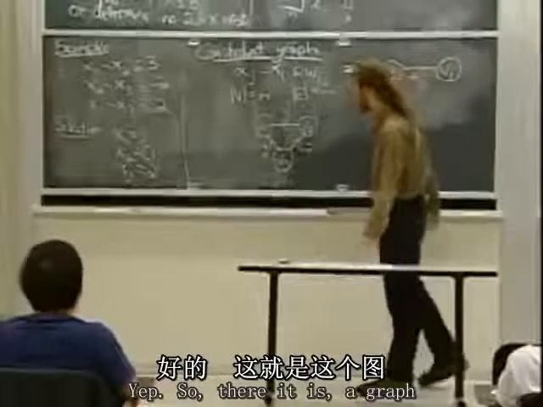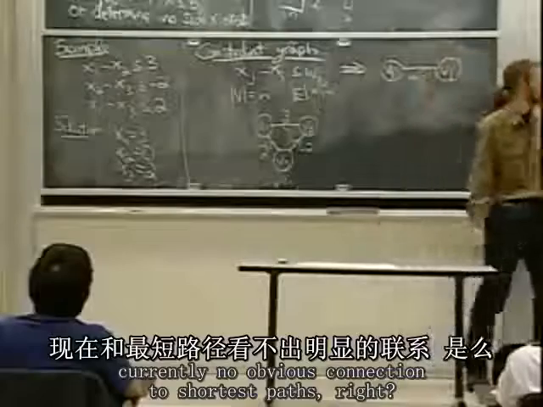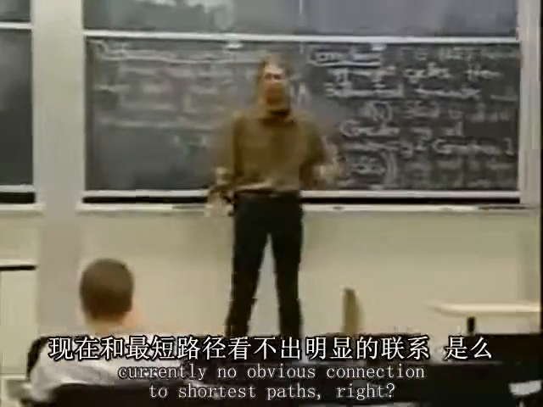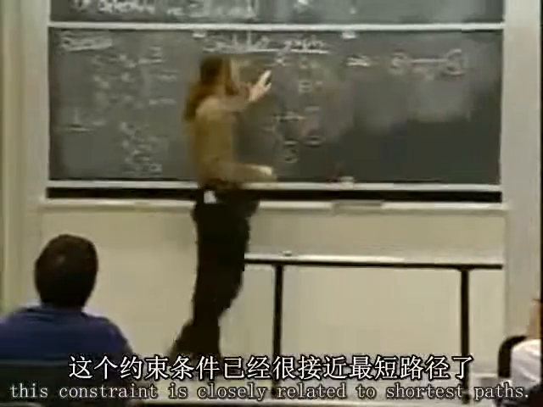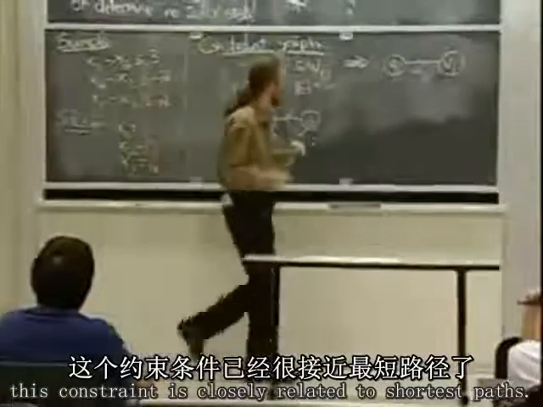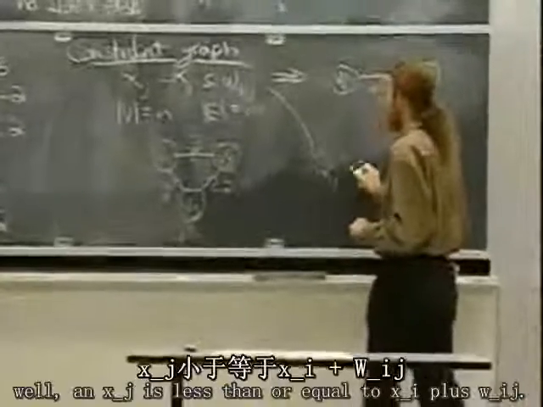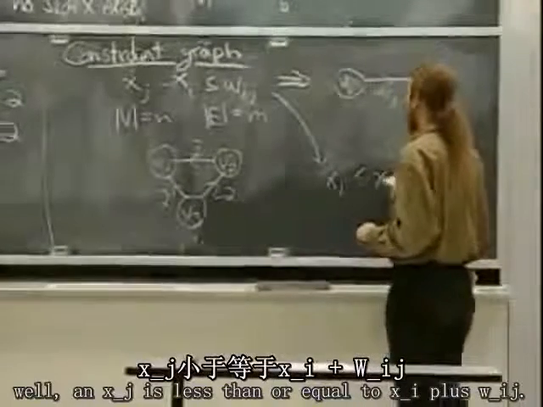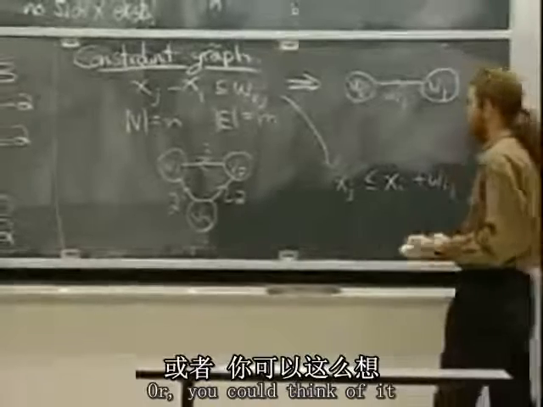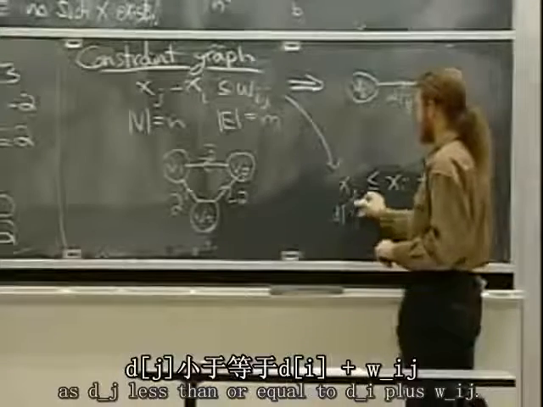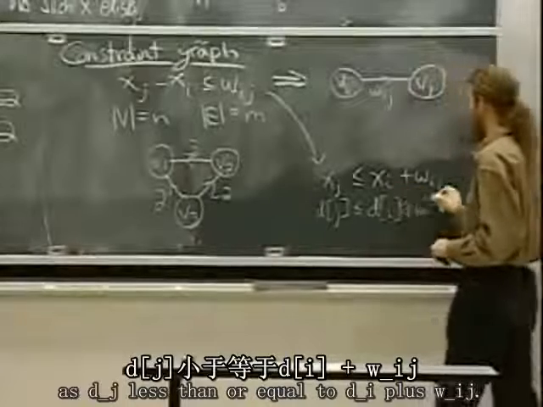Yep. So there it is, a graph. Currently no obvious connection to shortest paths, right? But in fact, this constraint is closely related to shortest paths. So let me just rewrite it. You could say, well, xj less than or equal to xi plus wij. Or you could think of it as dj less than or equal to di plus wij.